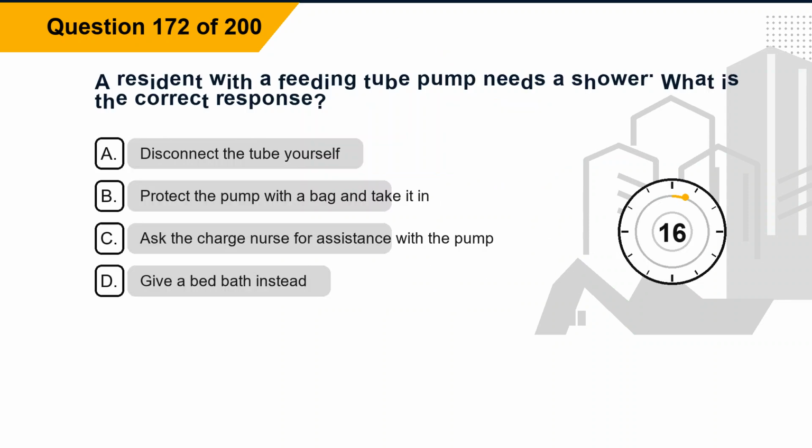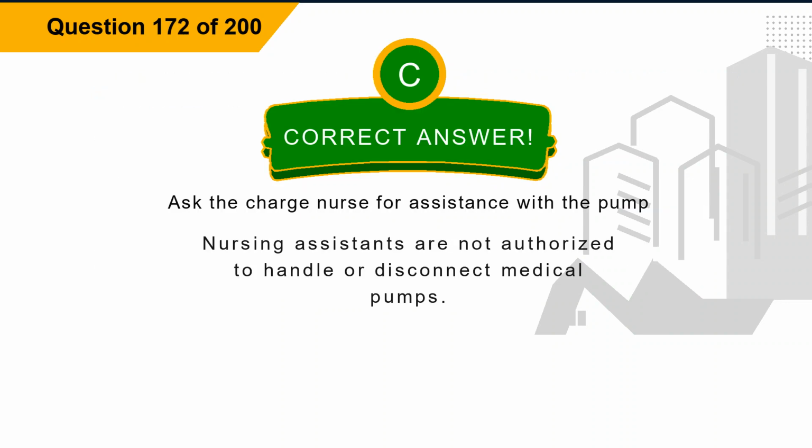Question 172. A resident with a feeding tube pump needs a shower. What is the correct response? Option A. Disconnect the tube yourself. Option B. Protect the pump with a bag and take it in. Option C. Ask the charge nurse for assistance with the pump. Option D. Give a bed bath instead. The correct answer is option C. Ask the charge nurse for assistance with the pump. Explanation. Nursing assistants are not authorized to handle or disconnect medical pumps.